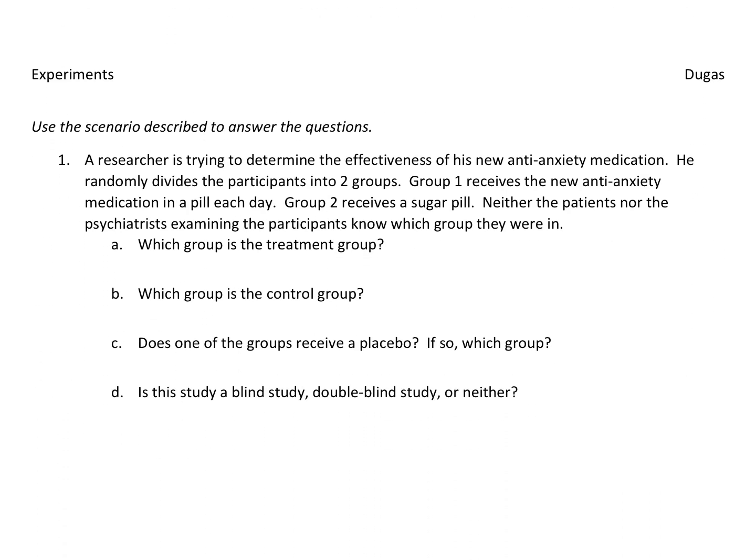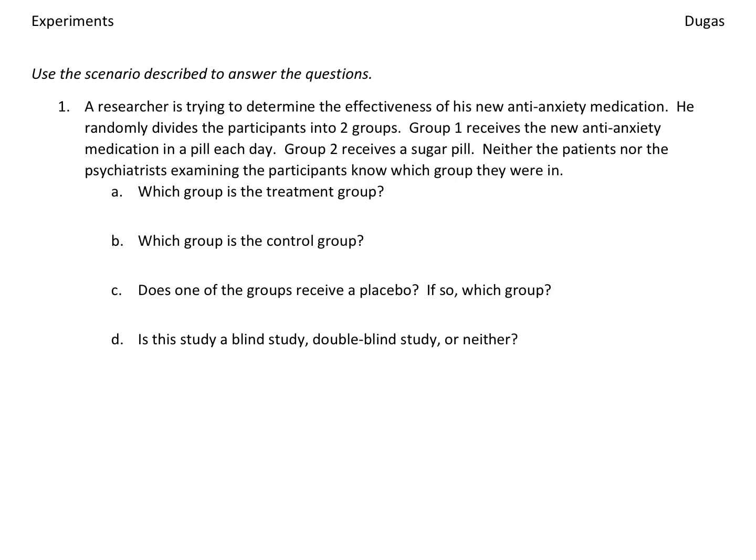Okay, with all that being said, let's look at this scenario. A researcher is trying to determine the effectiveness of his new anti-anxiety medication. He randomly divides the participants into two groups. Group 1 receives the new anti-anxiety medication in a pill each day. Group 2 receives a sugar pill. Neither the patients nor the psychiatrists examining the participants know which group they were in. So part A, which group is the treatment group?